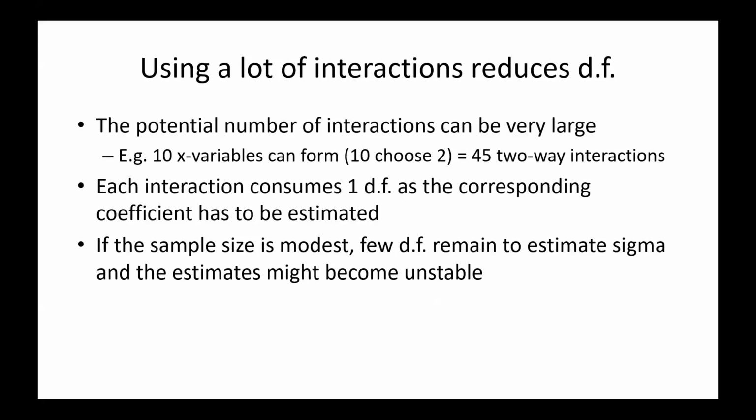The number of interactions can build up fast because of 10 choose 2 for two-way interactions. With 10 variables, you have already 45 two-way interactions, and you don't want that many because you can't interpret the model anymore.